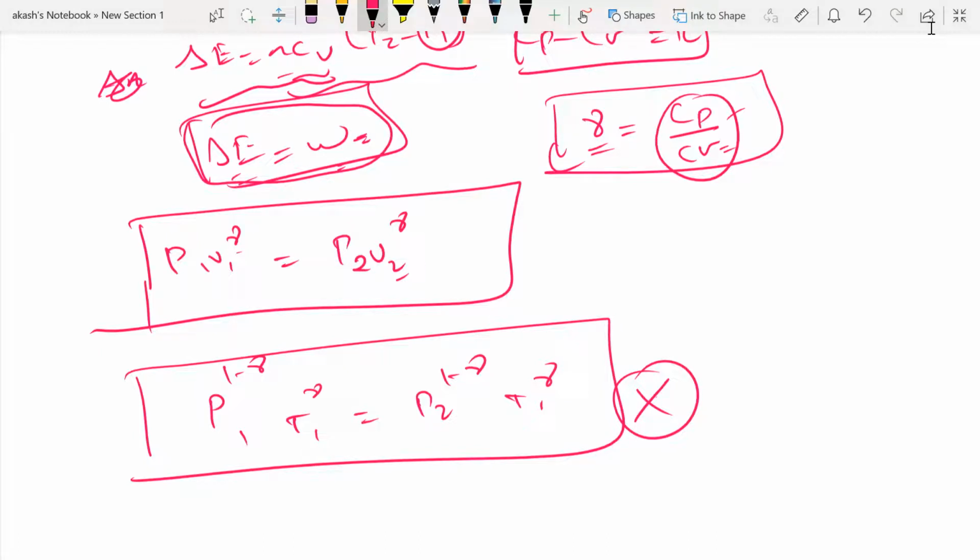Sir, it should be T2, right? And on the right hand side. Yes. Thank you, sir.